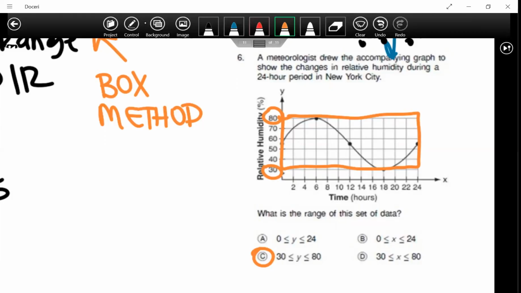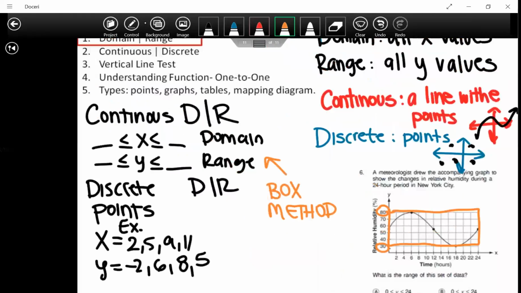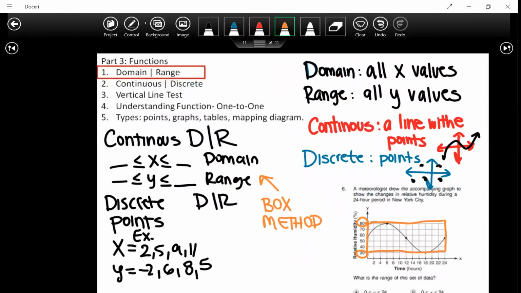Cool beans? Okay. So that's what you got to know. I'm not going to spend too much time on what it means to be continuous or discrete. Know that continuous is a line that can be made without picking up your pencil. Discrete means just dots or points. So that's what you got to get out of that. It's not simple. Is it continuous or discrete?